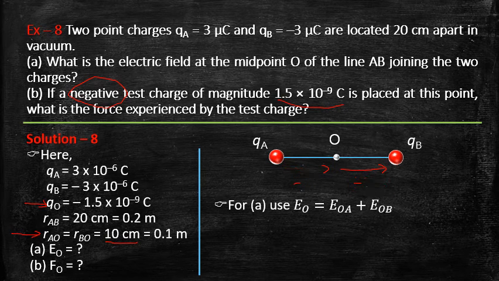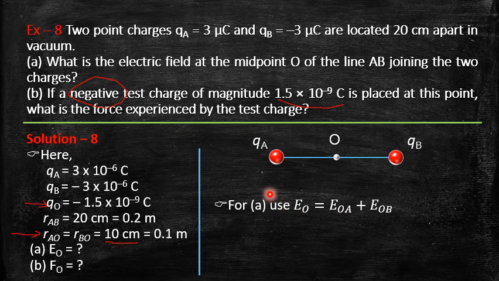Now how do we find the electric field at O due to A and B? Electric field can be given as KQ by R square. So when you are finding EOA, it is KQA by 10 centimeter square, and similarly EOB is KQB by 10 centimeter square. So EO should be easy to find out.